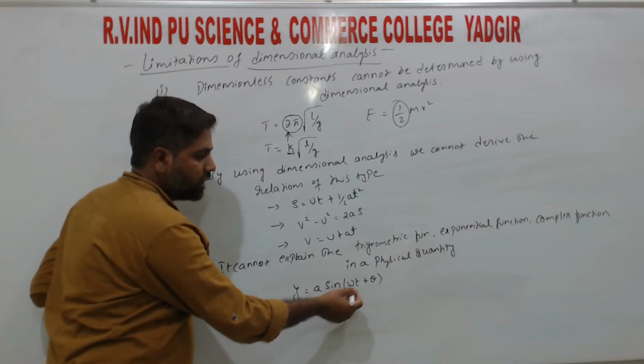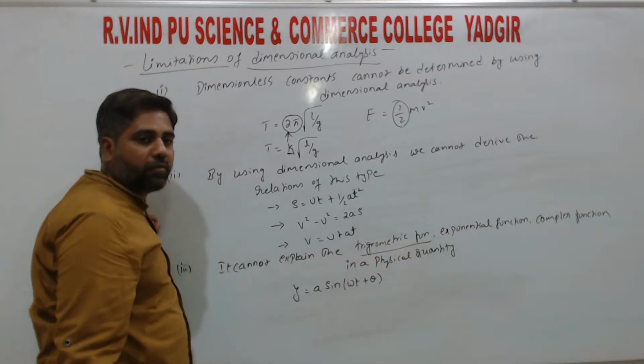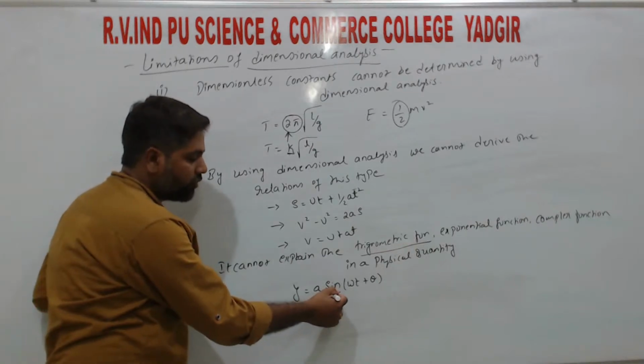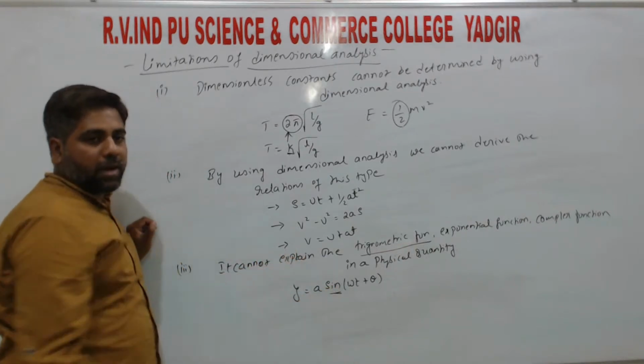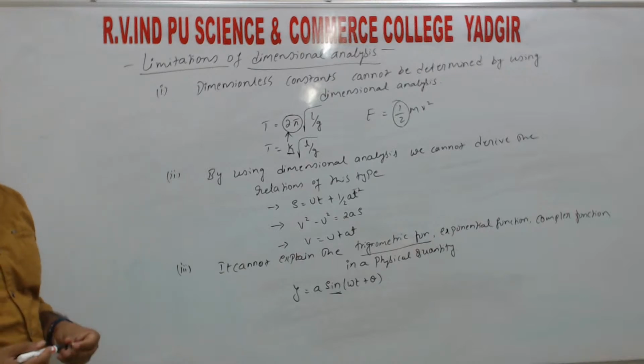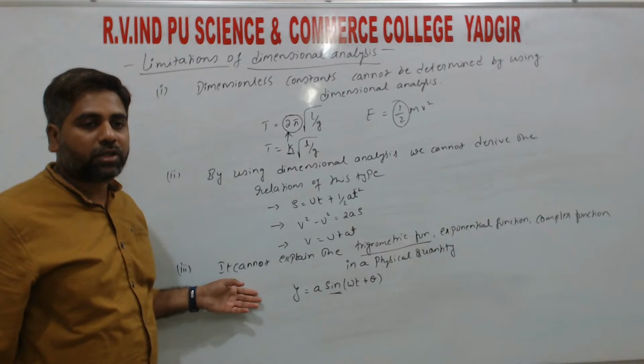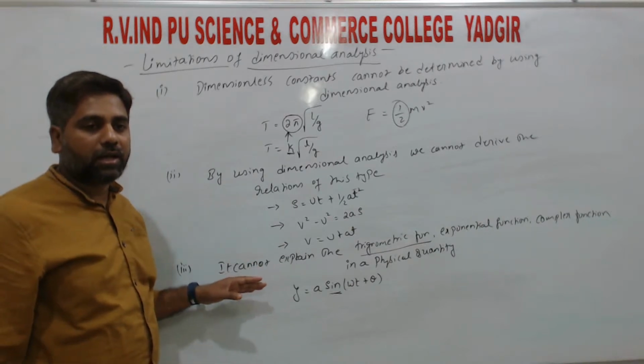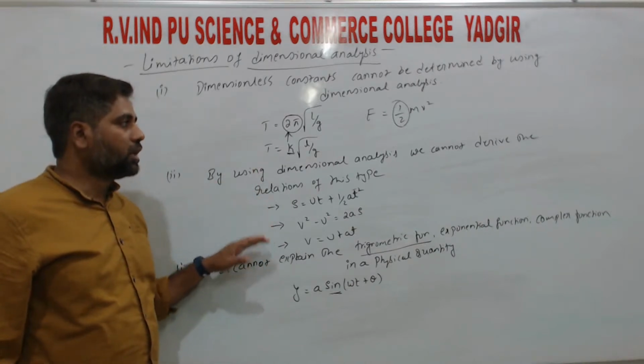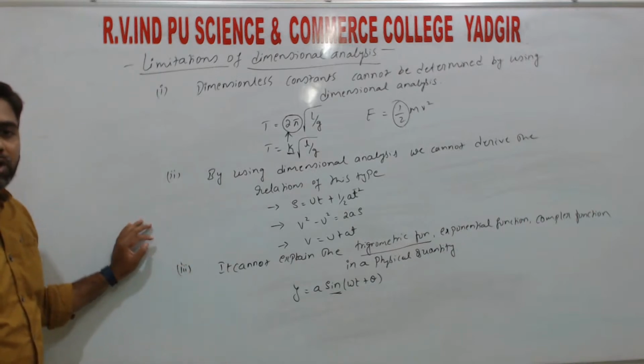Here in this equation we have a trigonometric function, right. So with this kind of trigonometric function, dimensional analysis cannot explain it, right. So that is one of the demerits or limitations of dimensional analysis, right. So these are the 3 limitations of the dimensional analysis.